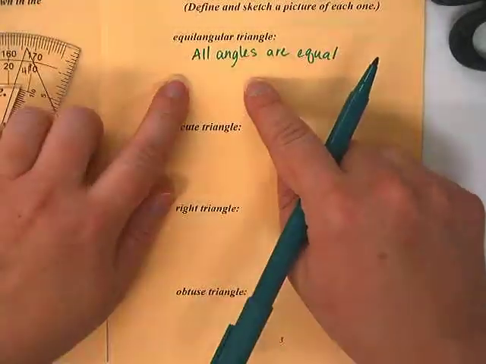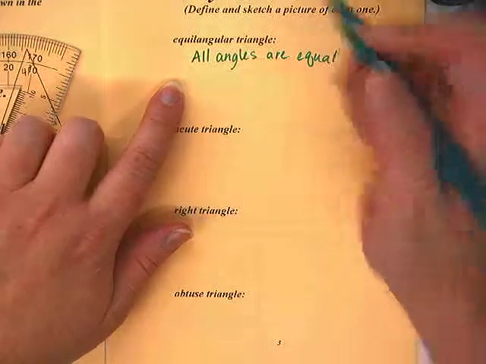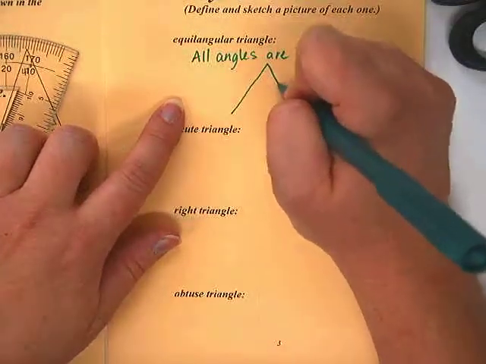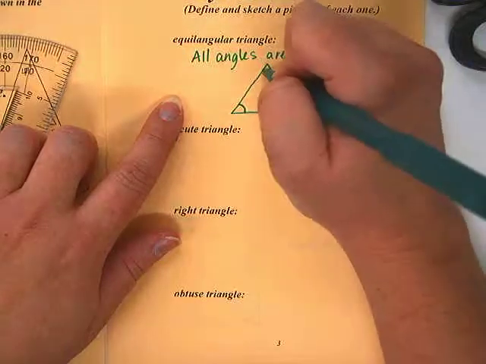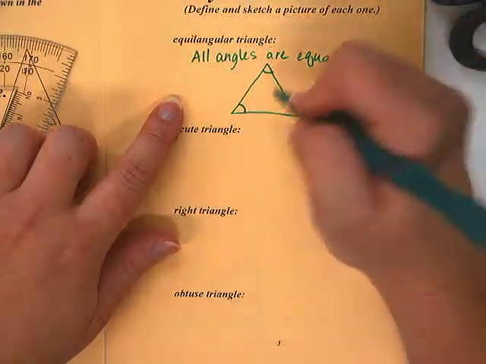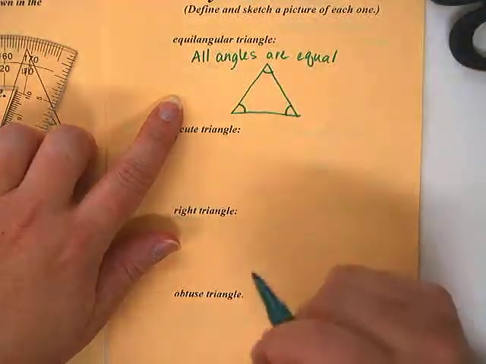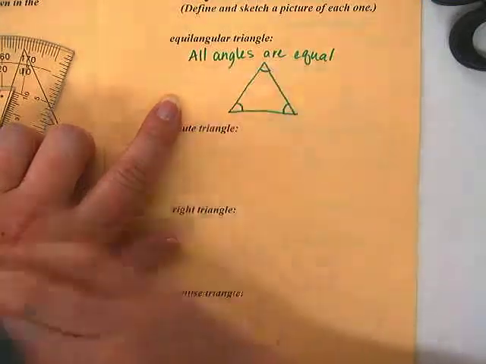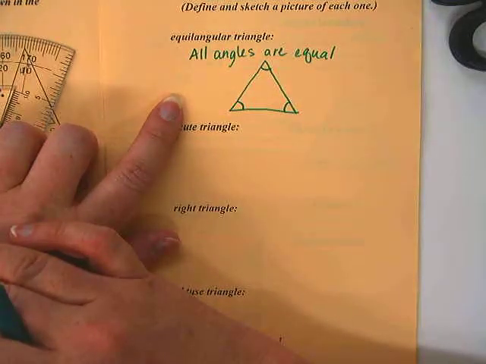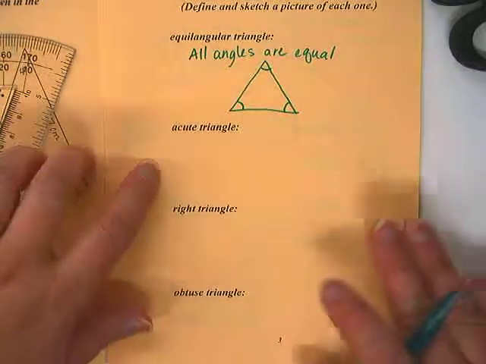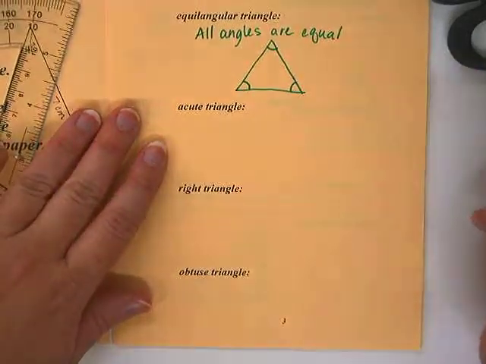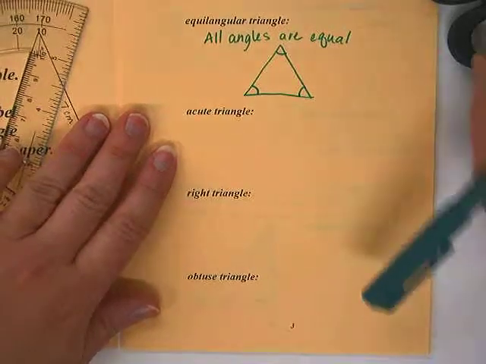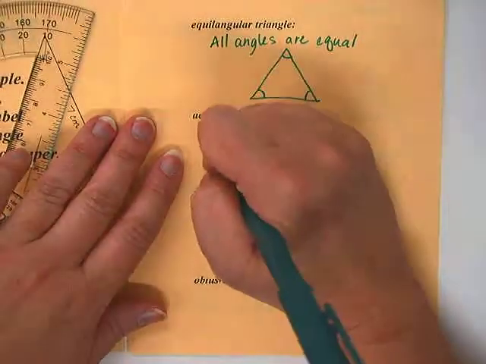Okay, the next one, should we draw a picture of what that would look like if all the angles are equal? Yeah. Okay, let's draw a picture of what that would look like. Remember when you're drawing equal angles, you put a little arc in them like that, and that tells us that they're equal, right? Okay. The next type of triangle we're going to talk about is called an acute triangle.